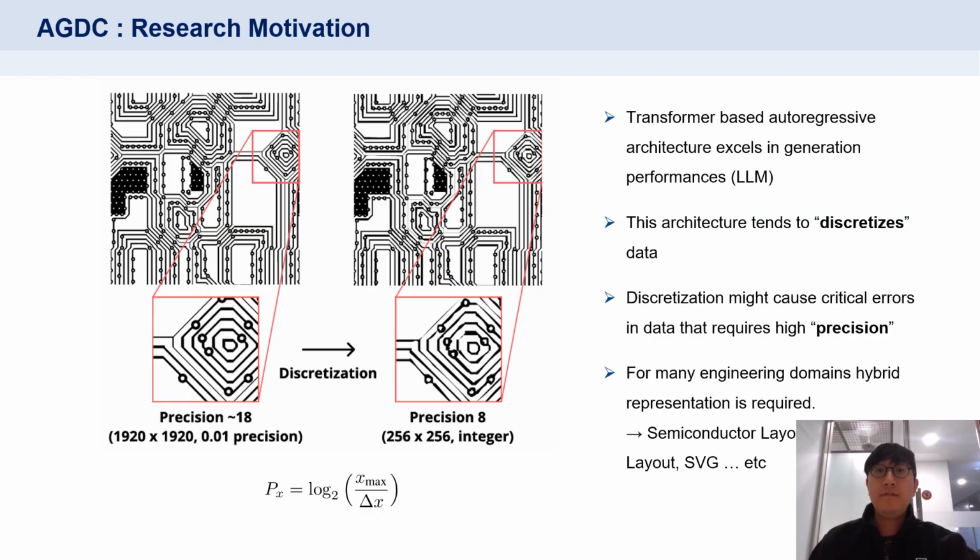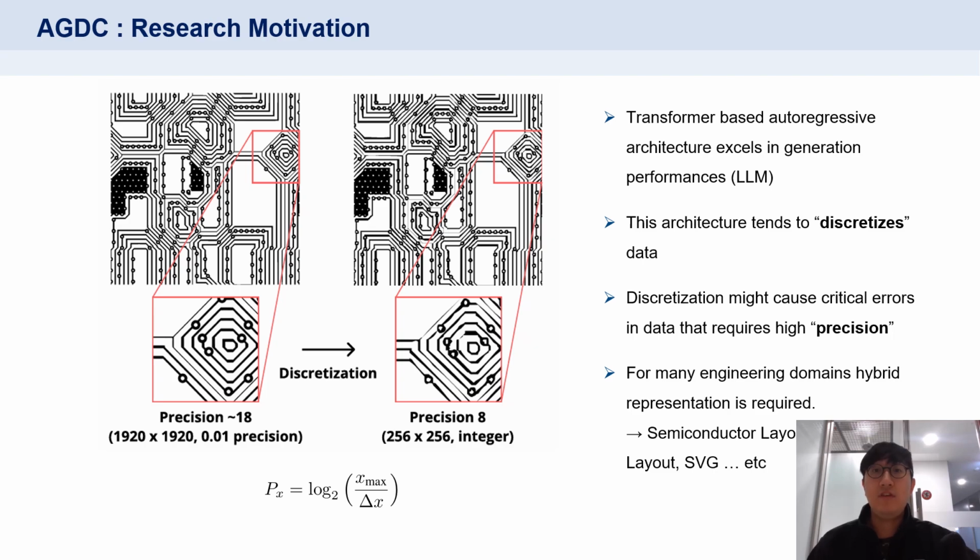Now, I'd like to shift to my second research project, autoregressive generation of high-precision hybrid vector representations. Although transformer-based autoregressive models like LLMs are dominant, these models often rely on discretization-based methods. As shown in this figure, discretization fundamentally compromises precision scalability. In semiconductor circuits, this precision loss can mean the difference between a functional and non-functional design.